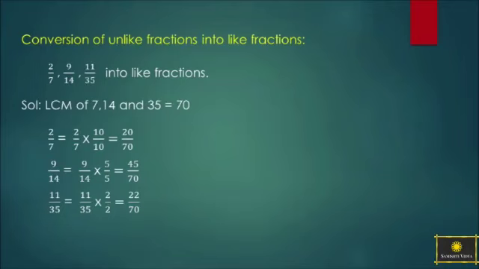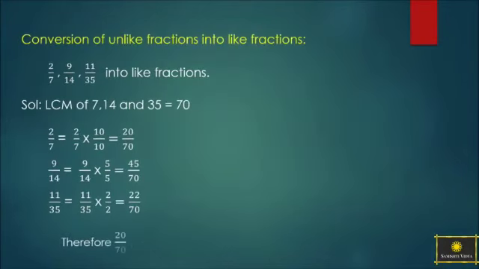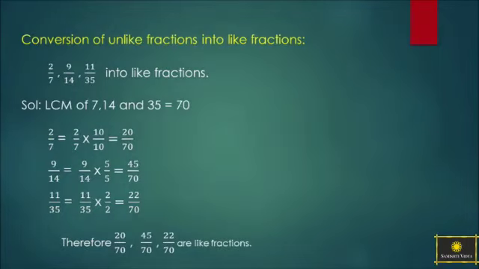So the like fractions of 2 by 7, 9 by 14 and 11 by 35 are 20 by 70, 45 by 70 and 22 by 70 respectively. Let's see the comparison of two fractions.